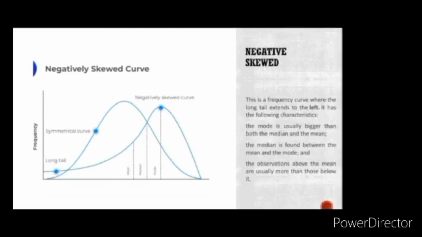Next slide, negatively skewed. In negatively skewed, this is a frequency curve where the long tail extends to the left. It has the following characteristics. The mode is usually bigger than both the median and the mean. The median is found between the mean and the mode. The observations above the mean are usually more than those below it. In the chart, the mode is usually bigger than both the median and mean. The median is found between the mode and mean.